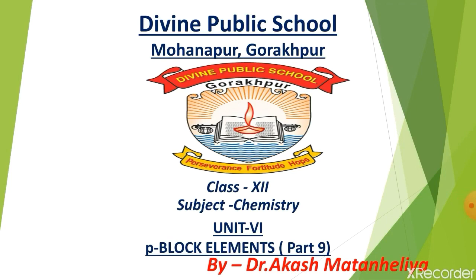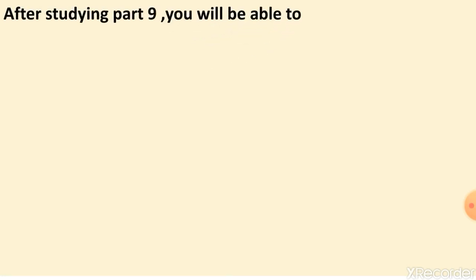As in the previous lecture, that is part 8, I told you about the allotropes of sulfur, that is rhombic sulfur and monoclinic sulfur. I also told you about the preparation, properties and usage of sulfur dioxide. I also told you about the properties and usage of sulfuric acid. And lastly, I told you about the oxo acids of sulfur.